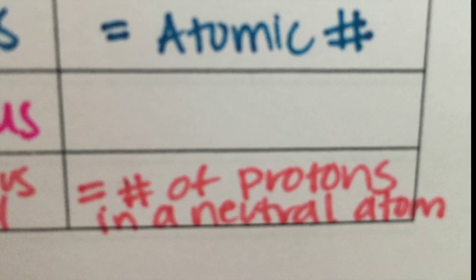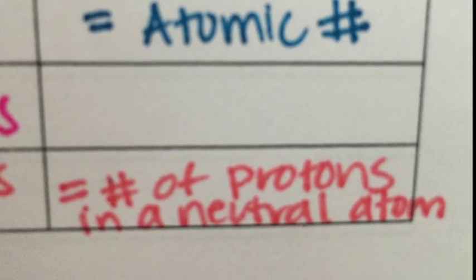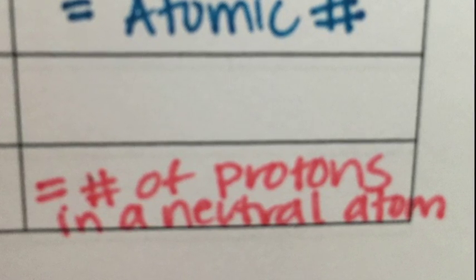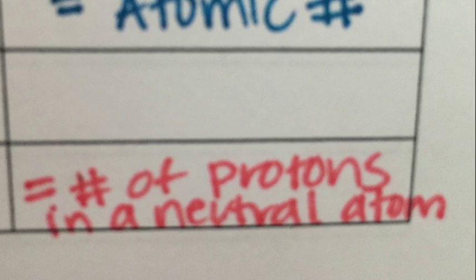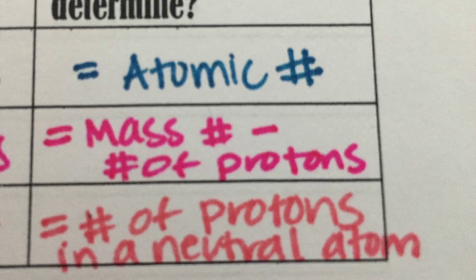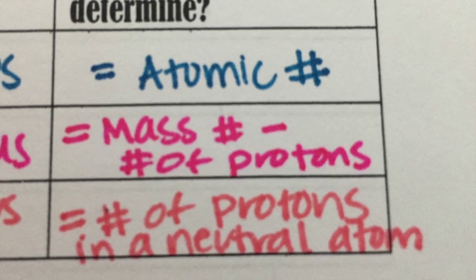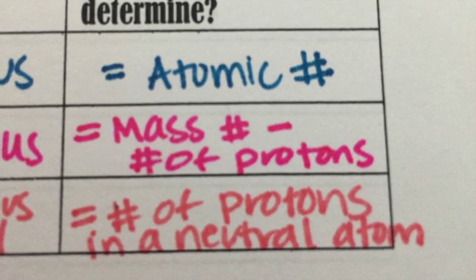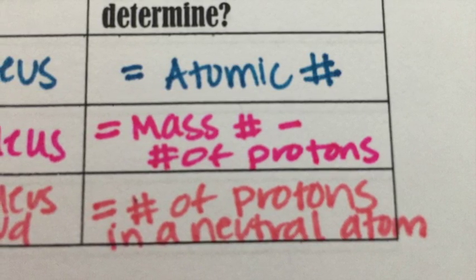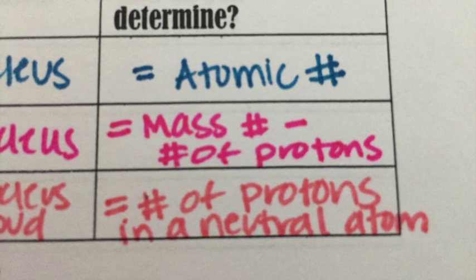Our electrons, we'll skip to the bottom, they're equal to our number of protons whenever we're talking about a neutral atom. And this year in 8th grade, we're almost always talking about a neutral atom. So you can just remember that protons equal electrons in a neutral atom. And then I saved neutrons for last because they're the most complicated of the three. Neutrons are going to be the mass number of an atom subtracting the number of protons. So we'll use our mass number and then subtract the number of protons to find our number of neutrons.